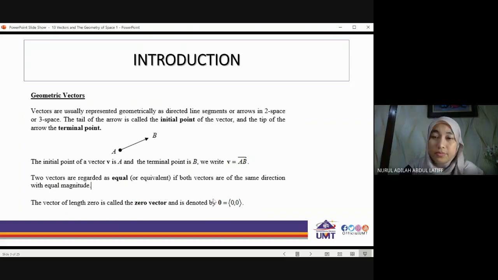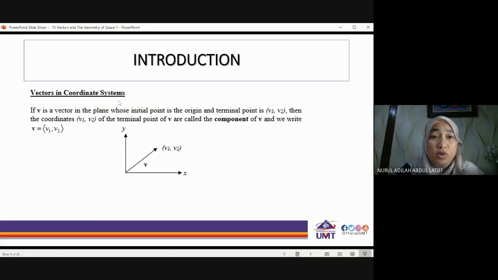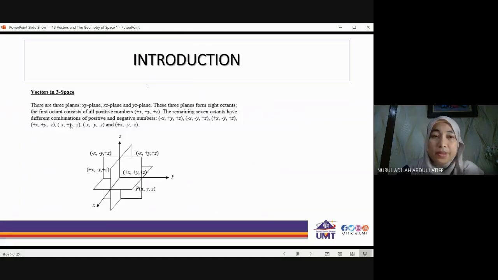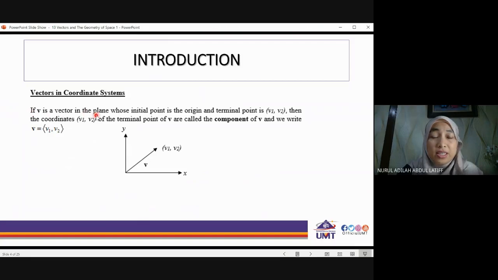Okay. Right, so vectors in coordinate system. Okay. If V is a vector in the plane whose initial point is the origin and terminal point is V1, V2, then the coordinate V1, V2 of the terminal point of V are called components of V, and we write it as V equals to V1, V2. Okay, notes on how we write the vector.